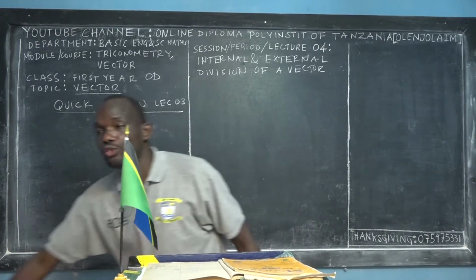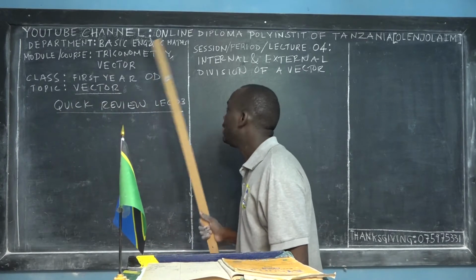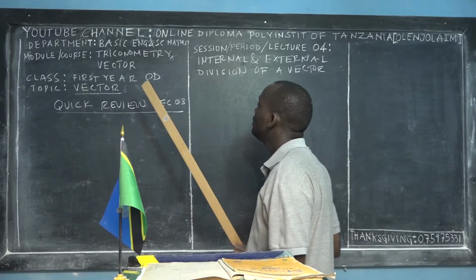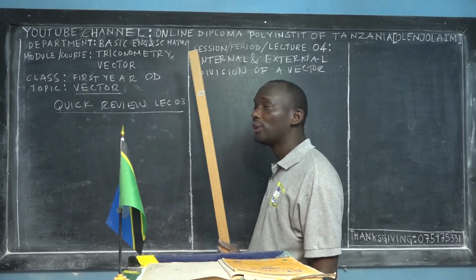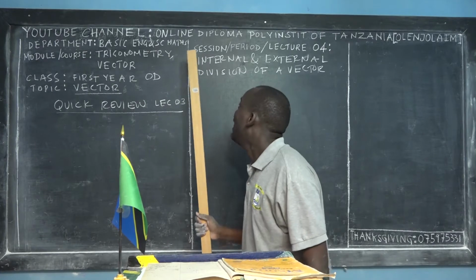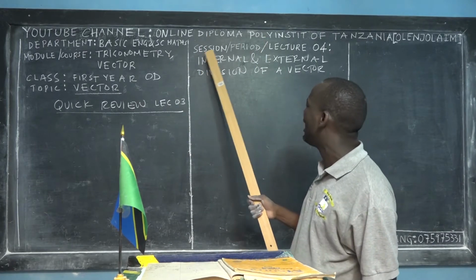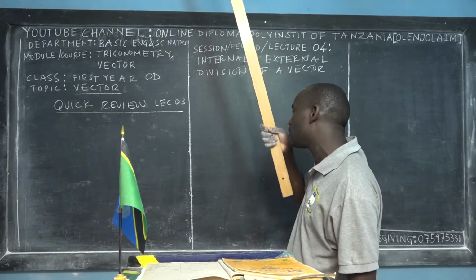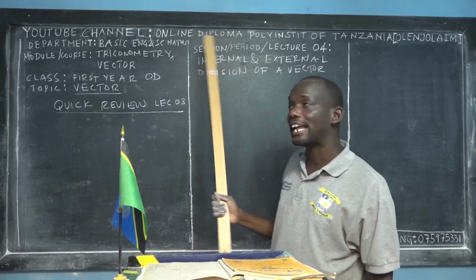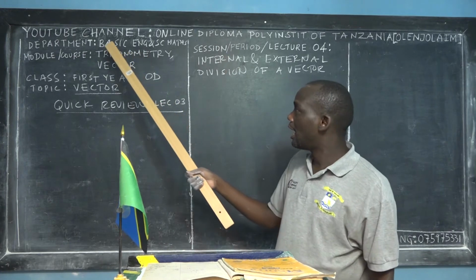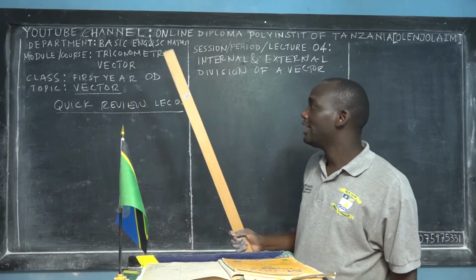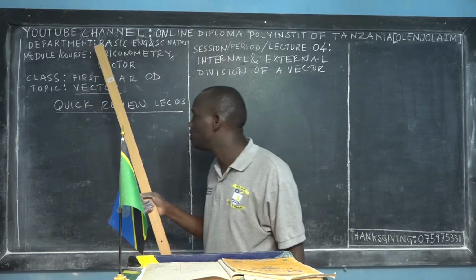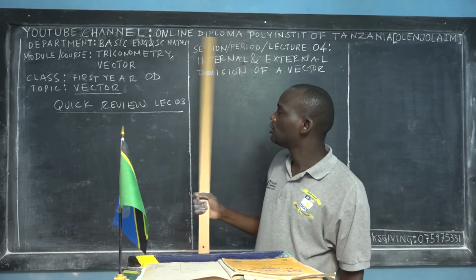Well, I would like to welcome you into our online school, which is called the Online Diploma Polyinstitute of Tanzania. It's an online school, not a physical school, so we are teaching by using online tools. Currently, we are teaching the basic engineering and scientific mathematics, and we have begun to teach 6 modules, which is the entire course for the ordinary diploma students.